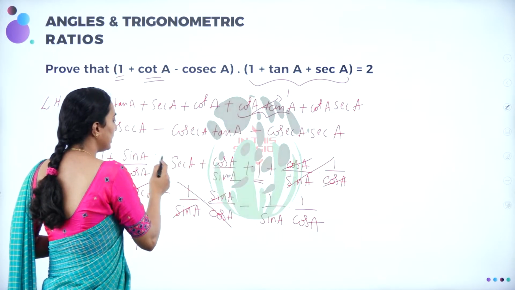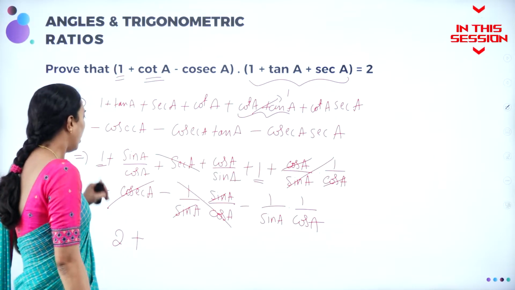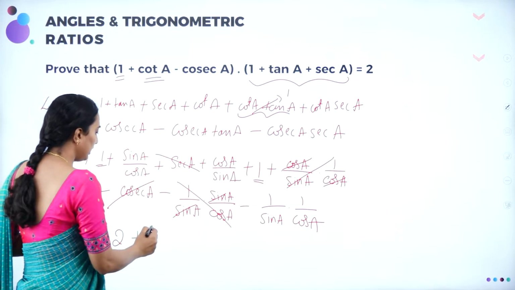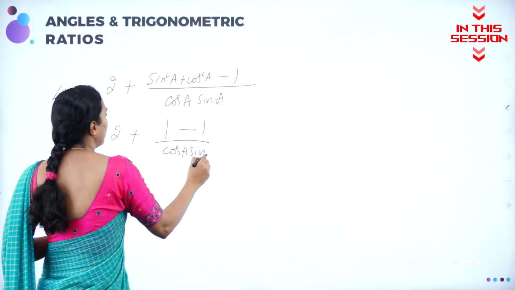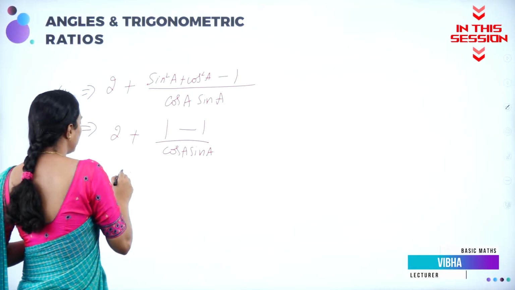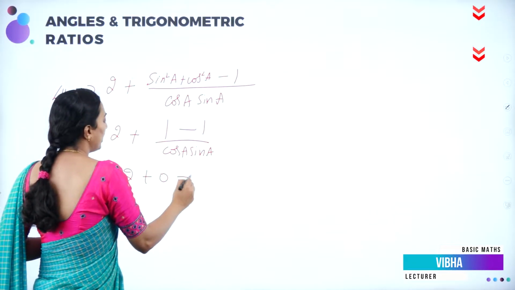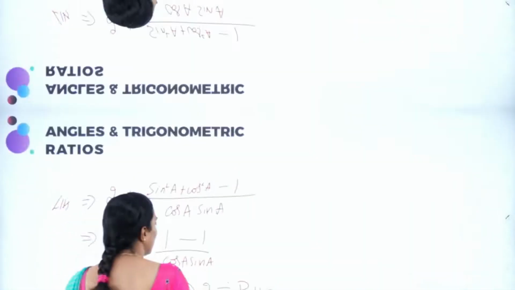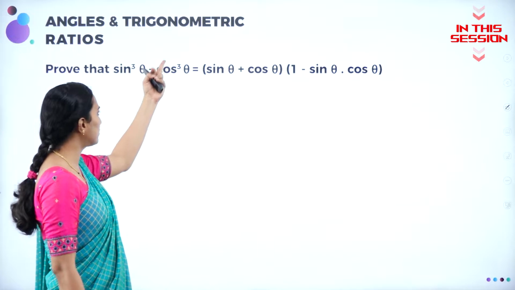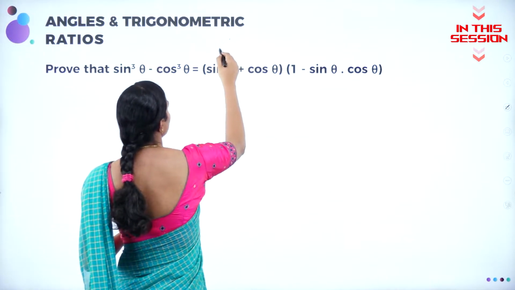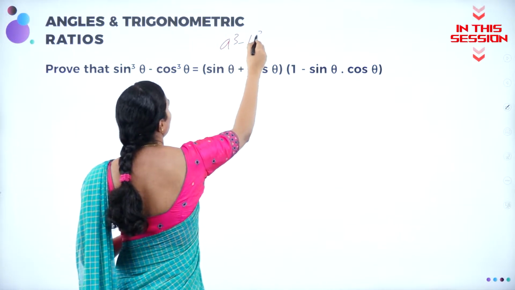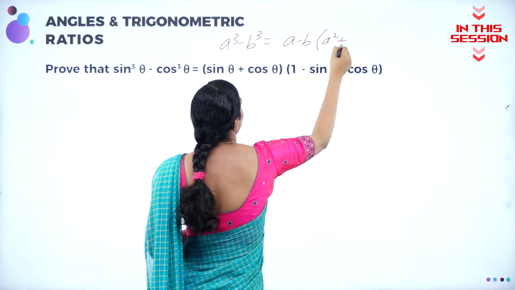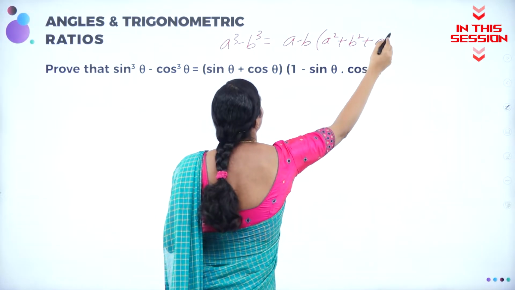Secant A minus secant A plus will get cancelled. Already 1 plus 1 we have written it as 2 plus remaining is sin A by cos A. So 1 minus 1 is 0, which implies 2 plus 0, which implies 2, which is your RHS. That's it, dears. This is according to A cube minus B cube. What is A cube minus B cube, dears? A cube minus B cube is given by the formula A minus B into A squared plus B squared plus AB.